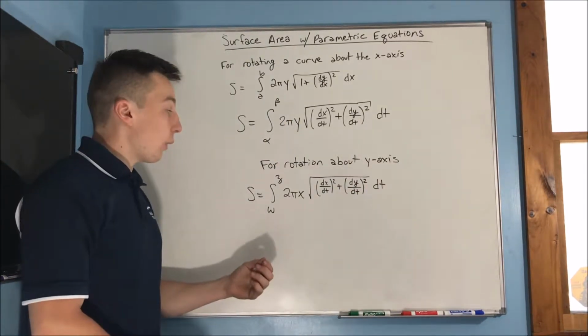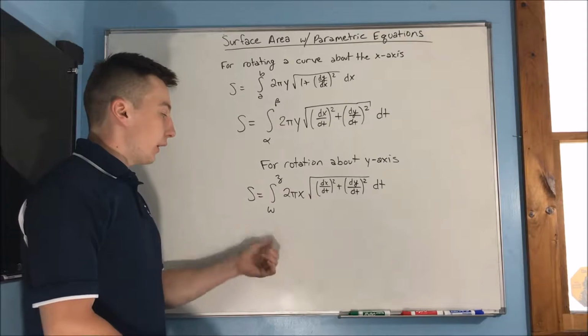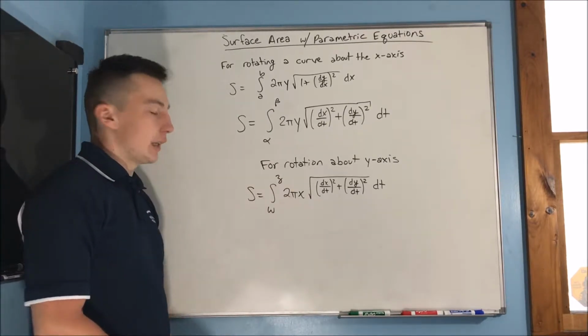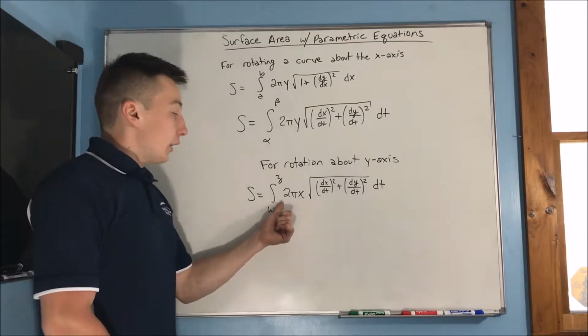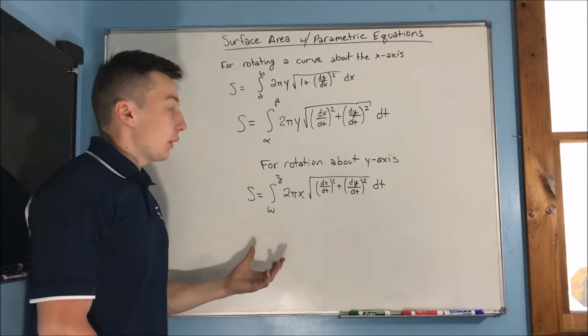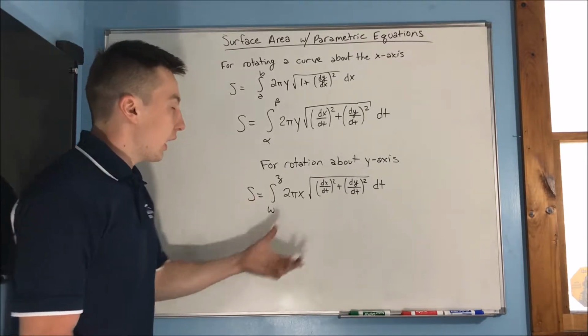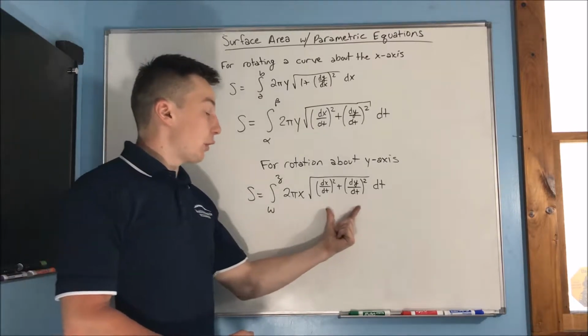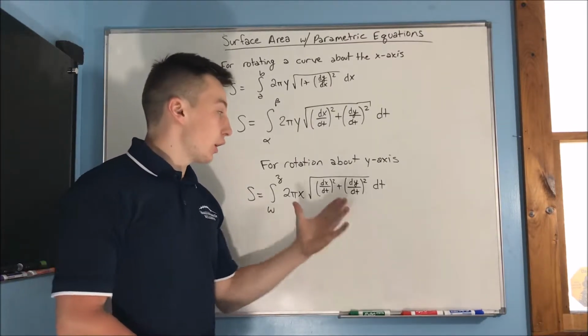And for rotation about the y-axis, you get the surface area. I changed the bounds this time, so now we'll go from, let's say, w to z. All right, 2 pi x, and then you have your parametric arc length equation there. Really not too much is changing here. If you remember your parametric arc length equation, you'll be fine with this.